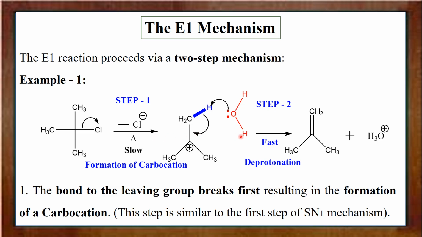And in the second step, there is deprotonation of the carbocation. A proton from beta carbon is eliminated with a base, normally water. So after deprotonation, it results in the formation of an alkene.